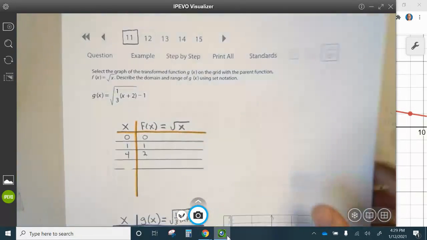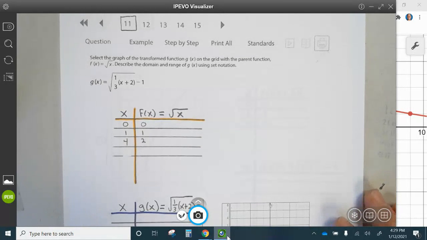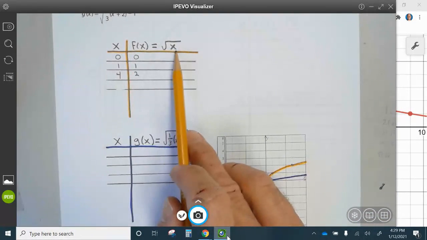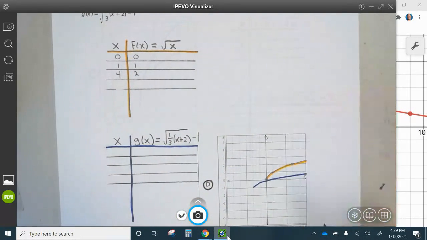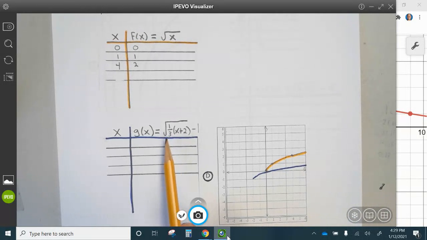All right, let's take a look at question 11. Select the graph of the transformed function g of x on the grid with the parent function f of x equals the square root of x. Describe the domain and range of g of x using set notation. Now, we already know the points of the square root of x: 0, 0, 1, 1, 4, 2. So there's f of x equals the square root of x. Now let's find the values for g of x.